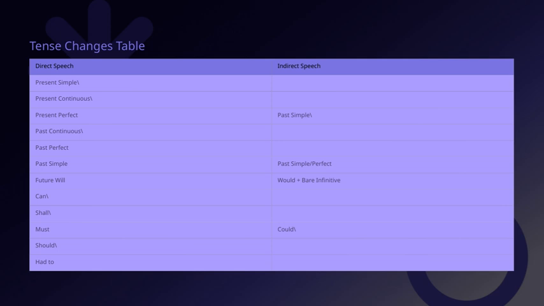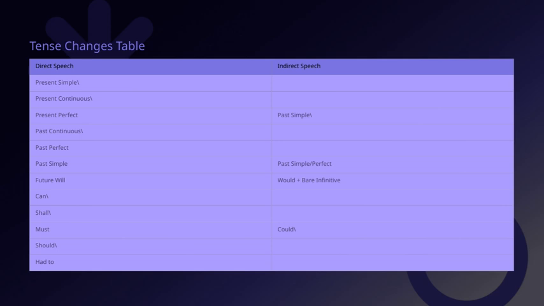Starting with the present simple and present continuous, these generally stay the same or change very slightly when we report them indirectly. For example, he says, "I like apples" becomes, "he says he likes apples." When we move to the present perfect, it often shifts to the past perfect in indirect speech. So, "she said, I have finished my work" turns into, "she said she had finished her work."